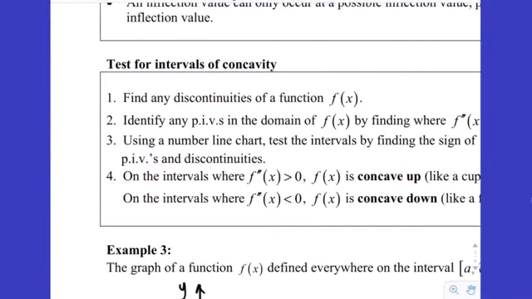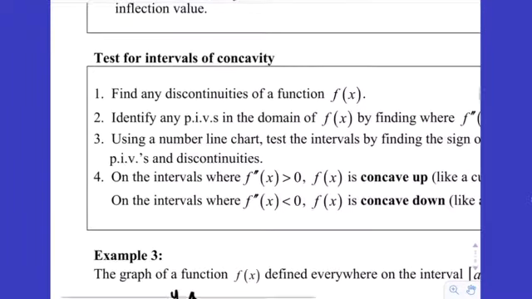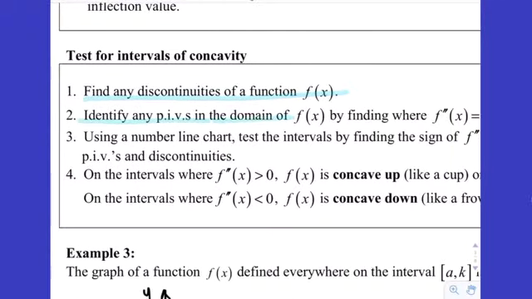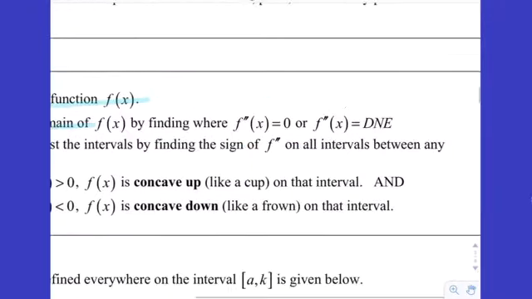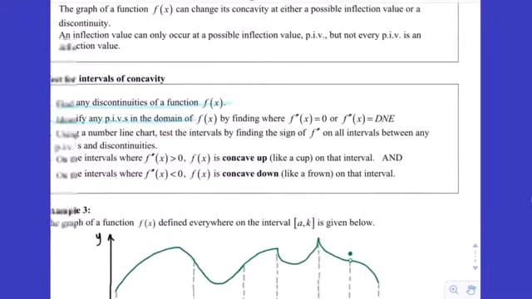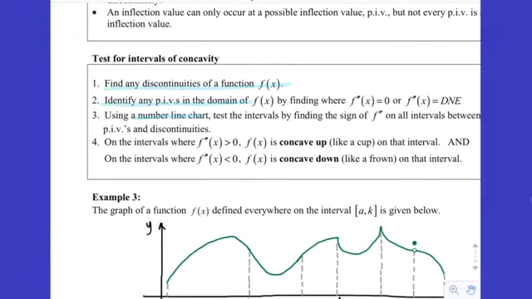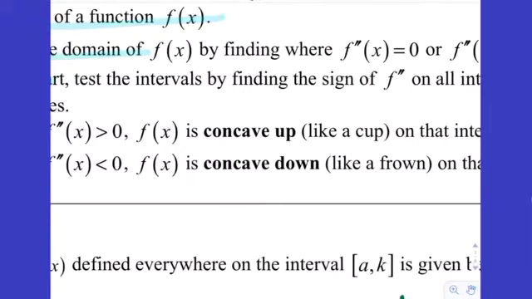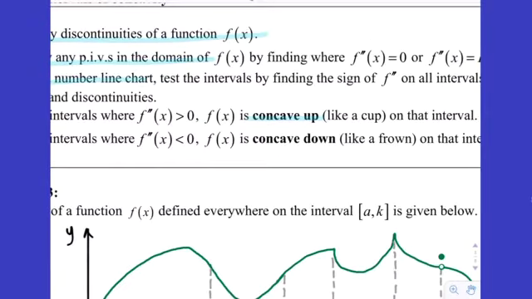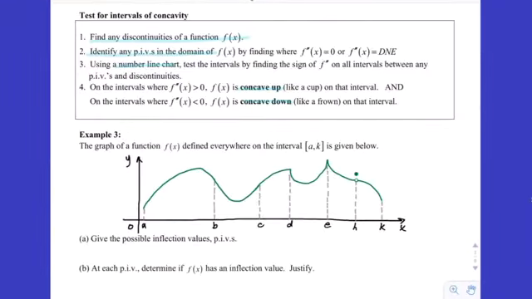So what we're going to do is now test for the intervals of concavity like we did originally with testing for intervals of increasing, decreasing. It's the same idea. We're going to find any discontinuities in the function. They have their place in the chart. We're going to identify any of the PIVs that, of course, are in the domain of f of x, the values that make the second derivative 0 or undefined. Then we're going to make a number line chart, and we're going to test the intervals between the PIVs and the discontinuities, if there are any. And we're going to test the sign of f double prime, the sign only. If the second derivative is greater than 0 on the interval, the function's concave up. And if the second derivative is less than 0, the function's concave down, like a frown.